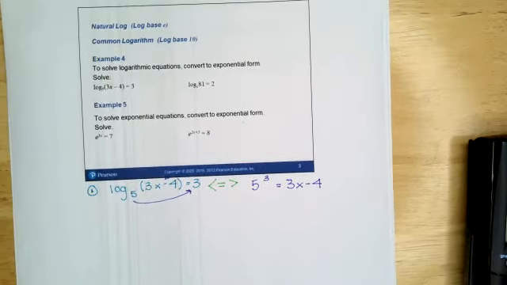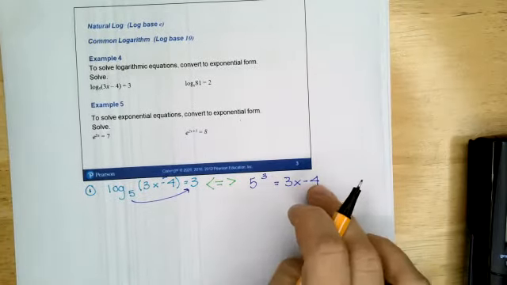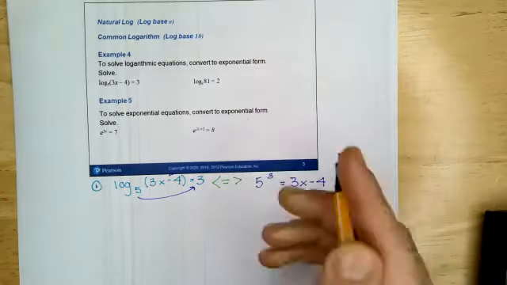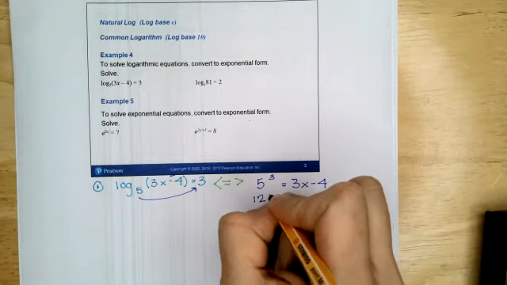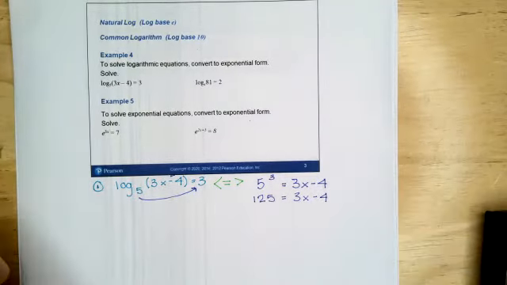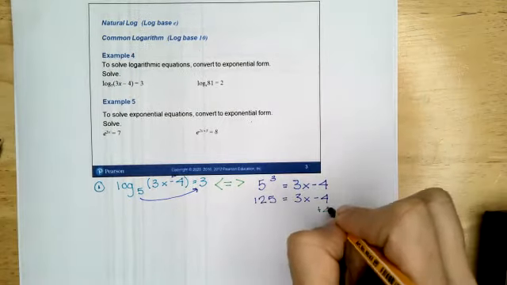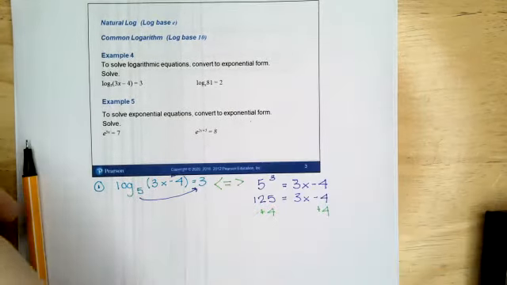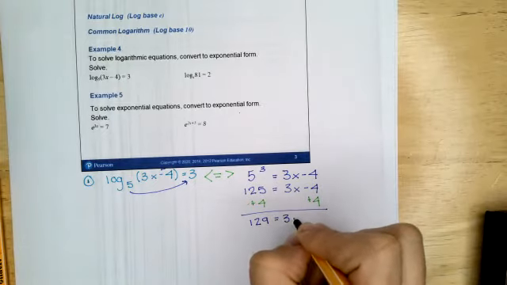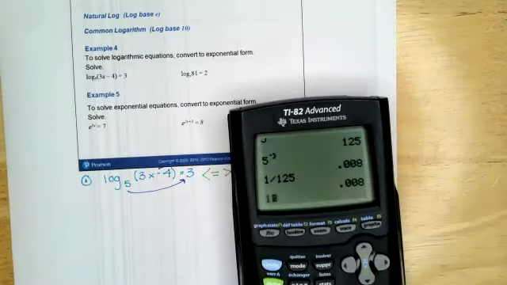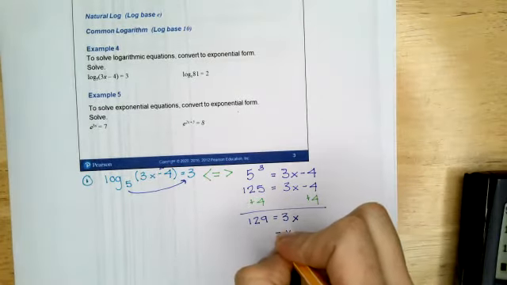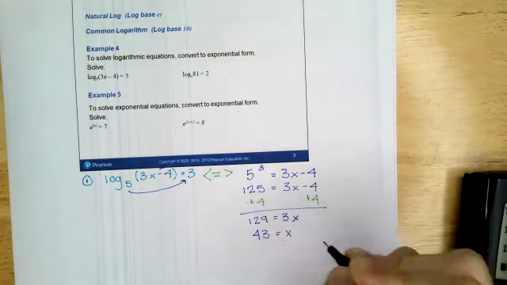Now this is just an algebra problem, right? I have 5 to the third equals 3x minus 4. 5 to the third we just covered is 125. That means 125 is 3x minus 4. I'm going to add 4. And I'm going to get 129 is equal to 3x. Divided by 3, I get 43. X is 43.